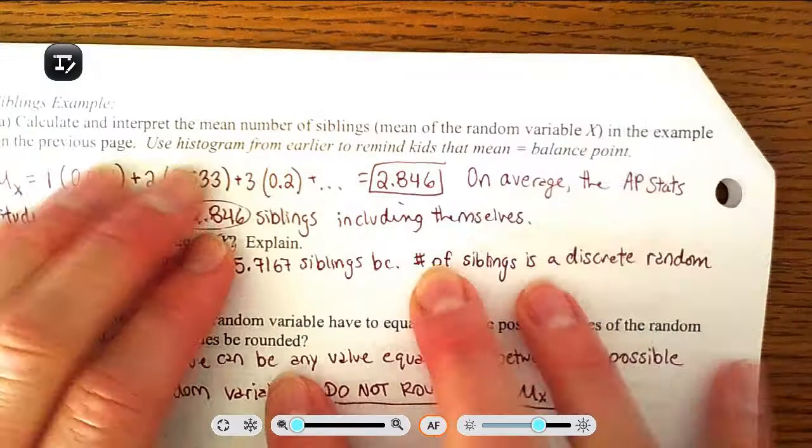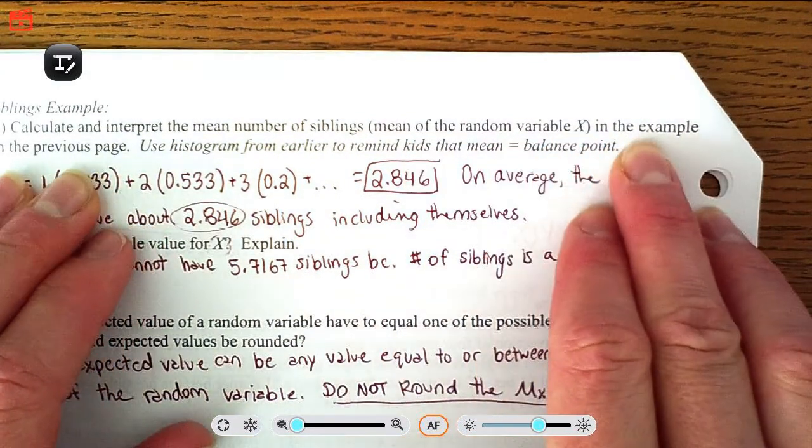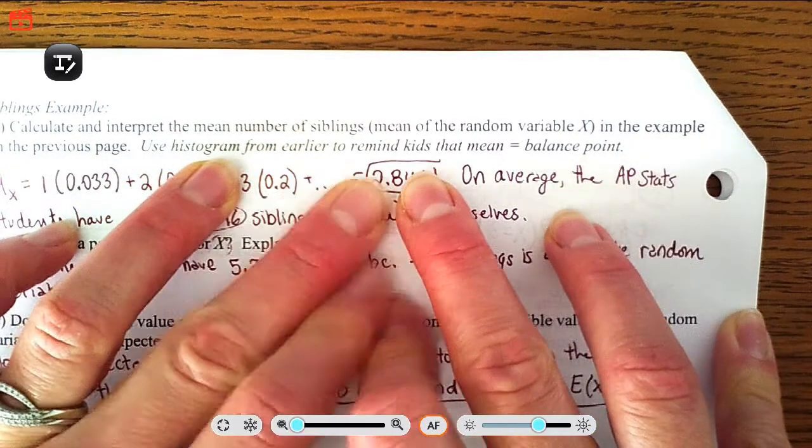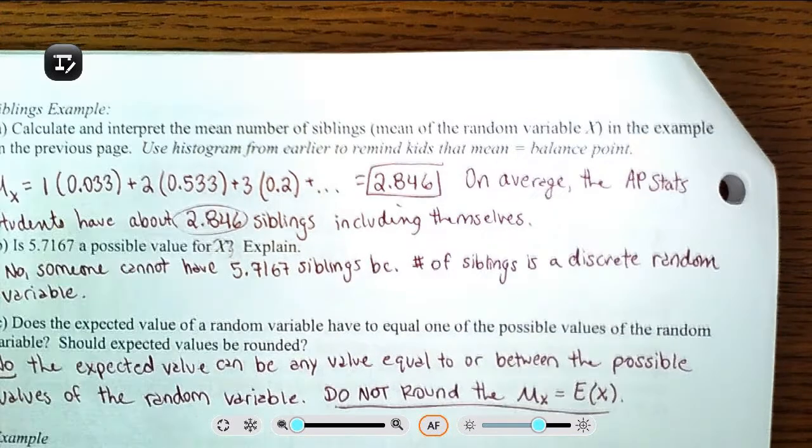Calculate and interpret the mean number of siblings, the mean of the random variable X. In the example on the previous page, use the histogram from earlier. That mean is the balance point. So one sibling had a probability of 0.03 of occurring.